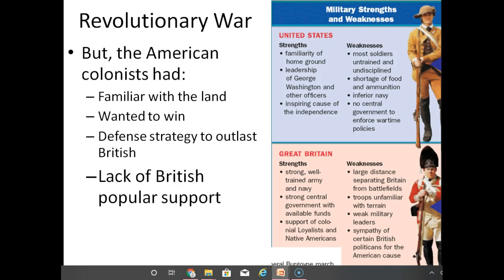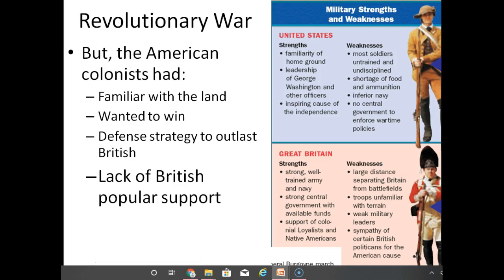Right? For anybody who ever plays sports, it's easier to defend than it is to necessarily score sometimes. And so they only had to play defense. They didn't have to score any land. They didn't have to score anything. If they just protected what they had, then that's all they needed to do.